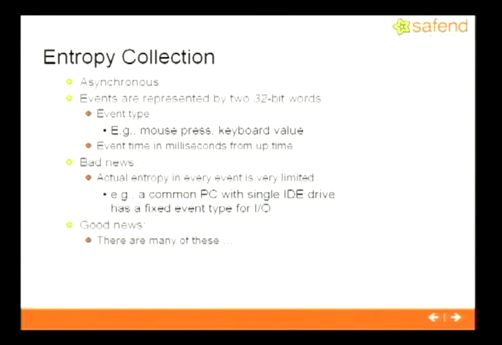So for each event, we collect two words, two 32 bits of information. One of them is the event type, and the second is the timing in milliseconds of the event. So, for example, for keyboard, 32 bits for keyboard values, we don't need so many, right? How many do we need? 8. There are 256, that's it. No more than that. So some of it is redundant.